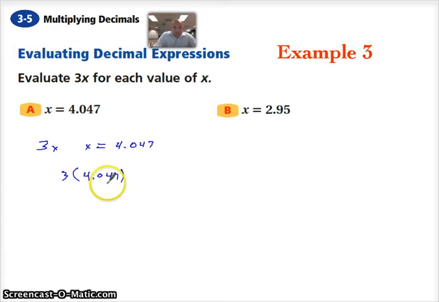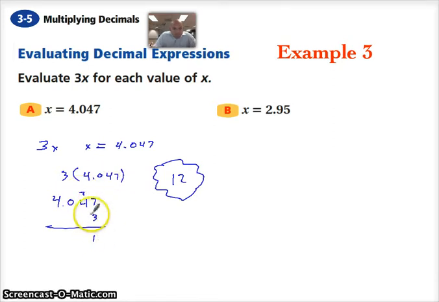Once again, I'll estimate, and my estimate over here is 3 times 4, which is going to be around 12. I'm going to go ahead and lay this out as if they were whole numbers, but keep the decimal in there. 3 times 7 is 21. 3 times 4 is 12, plus 2 is 14. 3 times 0 is 0, plus 1 is 1. 3 times 4 is 12.